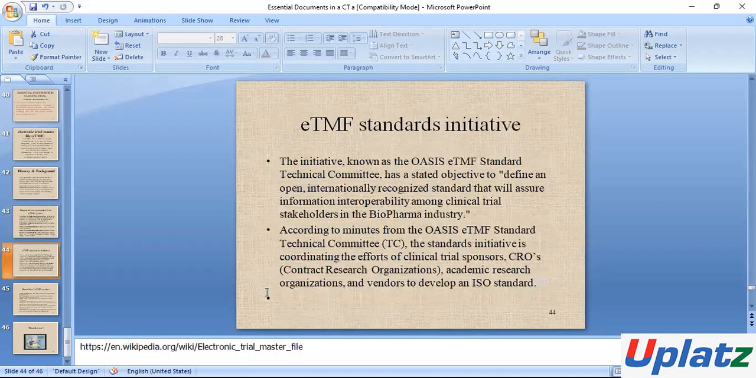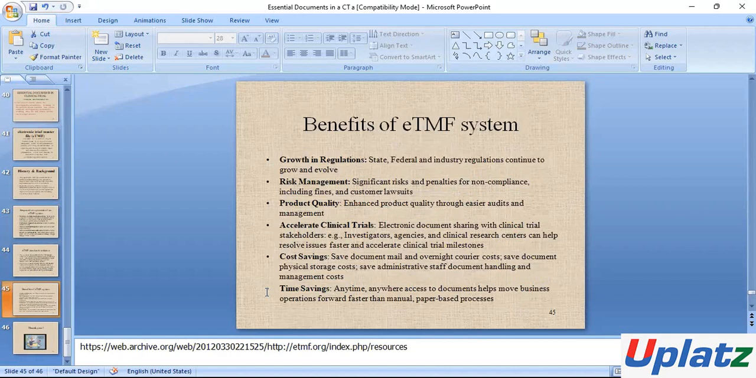Now, the benefits of an eTMF system. Growth in regulations: state, federal, and industry regulations continue to grow and evolve. So at a time, the study might face two or more audits, and providing information to auditors becomes easy. Risk management: significant risks and penalties for non-compliance, including fines and lawsuits, can be handled easily. Product quality: enhance product quality through easier audits and management.